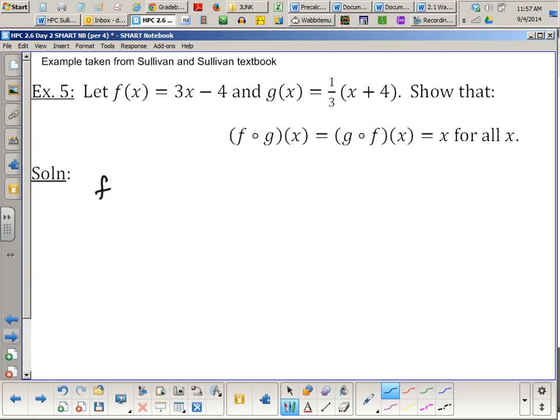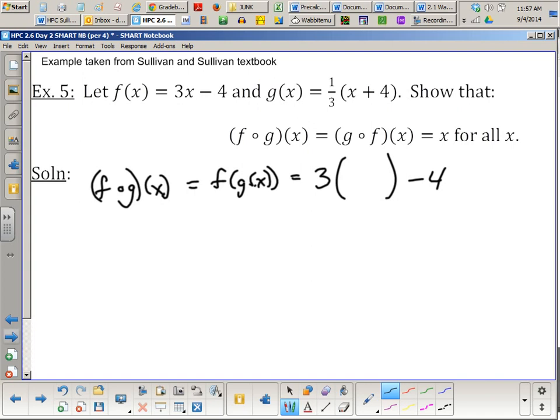Okay, let's work on f of g real quick. So this just means f of g of x. F of g of x would basically have the appearance of f, but it would have g as its input. So it would look like this. That's what it would look like. That's f of g.